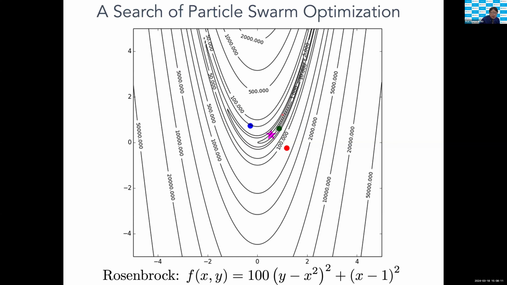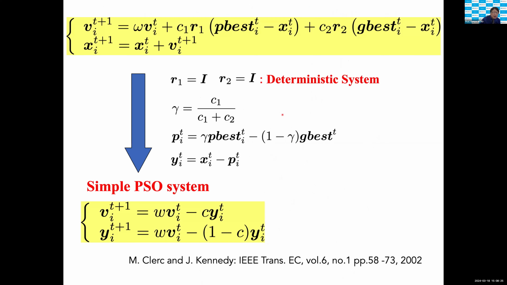PSO's search range can be adjusted by the inertia and acceleration coefficients, but these values are generally set based on empirical values. We will analyze the search capability of PSO by the inertia and acceleration coefficients. To analyze the effect of the inertia and acceleration coefficients, Clerc and Kennedy proposed a simplified PSO system.